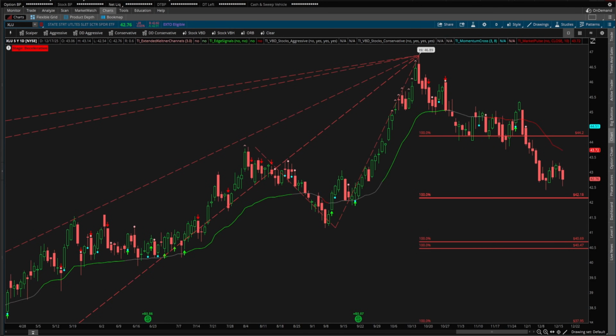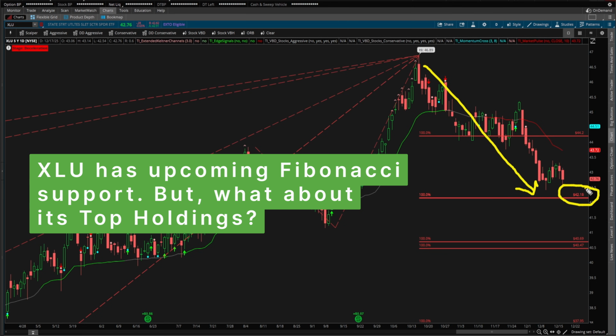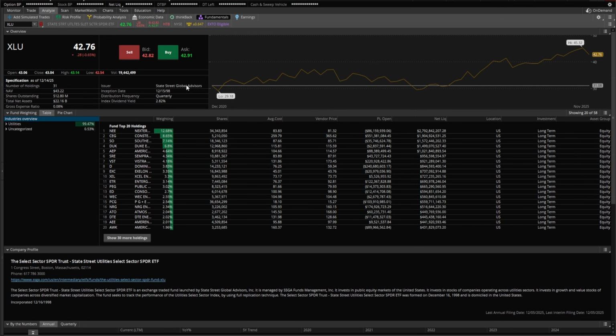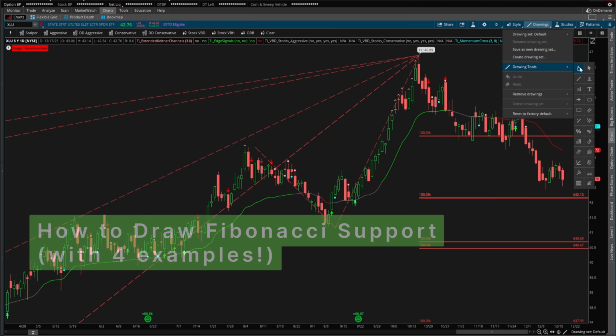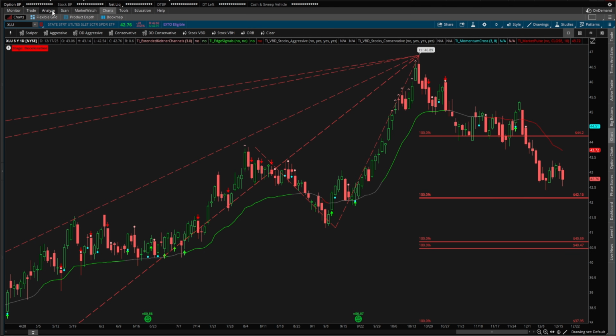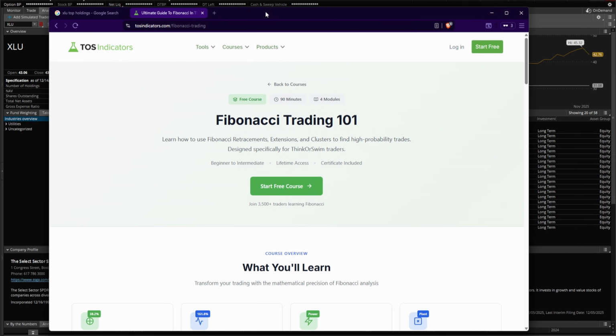XLU is an ETF that's currently on my radar. The reason being we're headed close to our Fibonacci support near 42. In today's video, what I want to do is take you through how to draw these Fibonacci support and resistance levels yourself. I'll show you how to use the Fibonacci extensions tool, and this will be a very quick boot camp, if you will, on the Fibonacci tool.